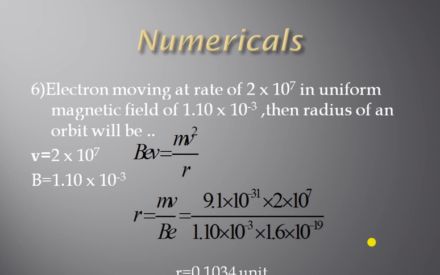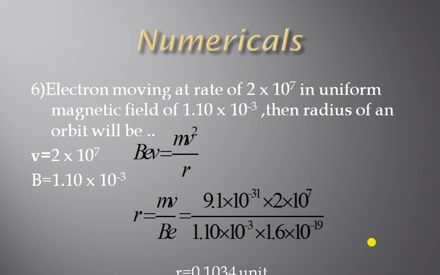Now, an electron moving at the rate of 2 into 10 raised to 7 in a uniform magnetic field of 1.10 into 10 raised to minus 3, then the radius of the orbit will be. Now in this case, the given values are velocity equal to 2 into 10 raised to 7 and magnetic field is 1.10 into 10 raised to minus 3. So the formula will be BeV equal to mv square upon r. So r will be mv upon Be.